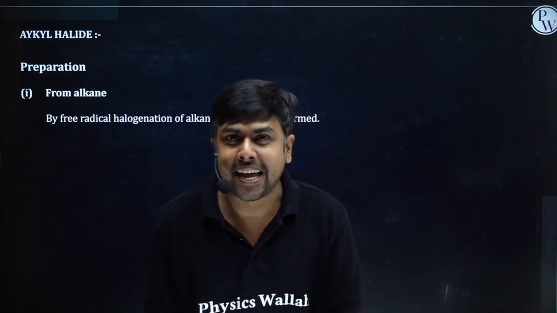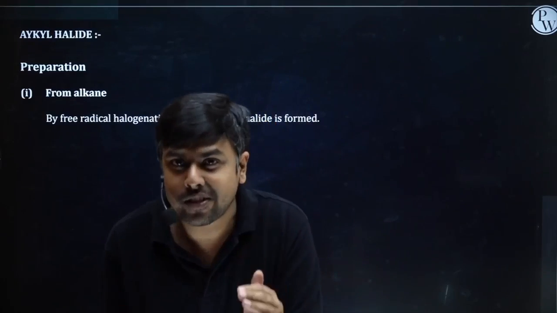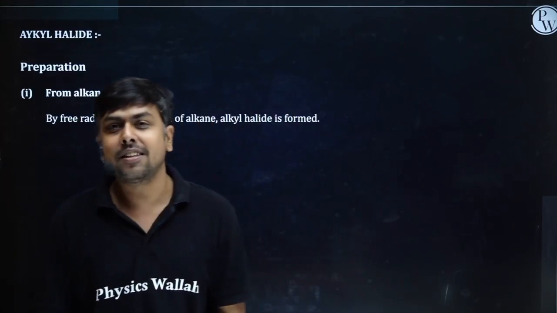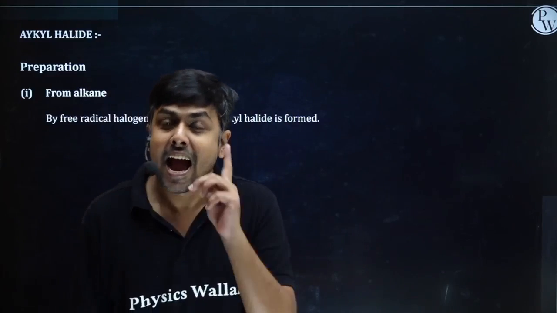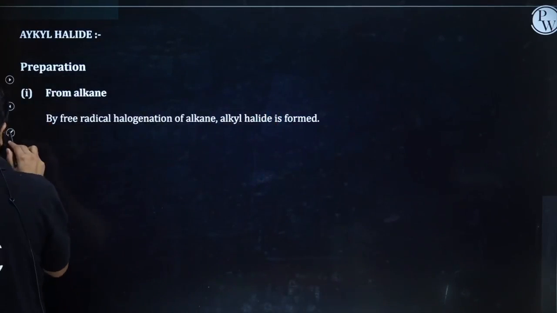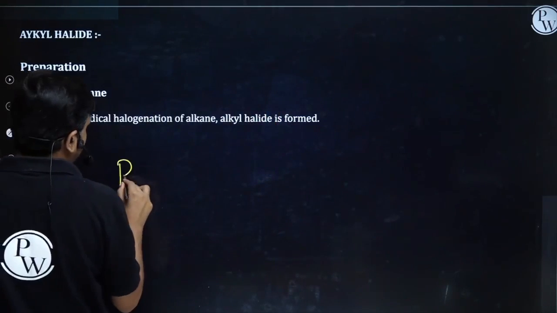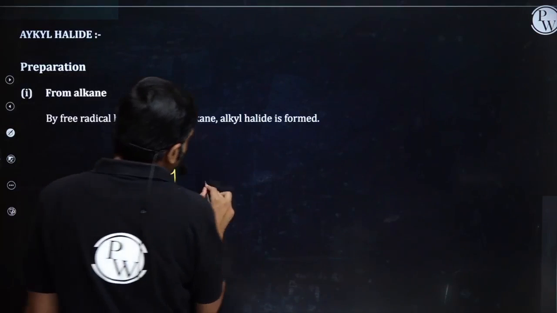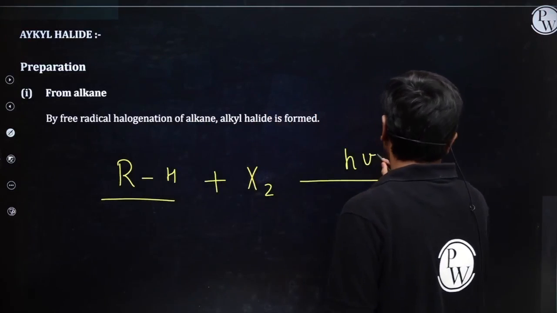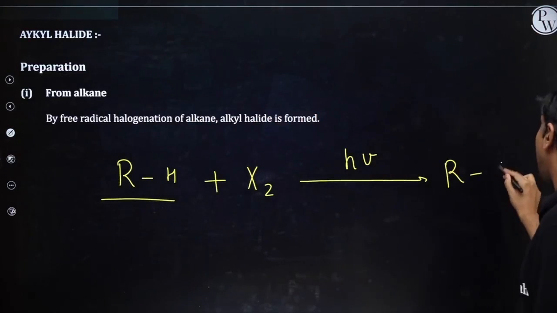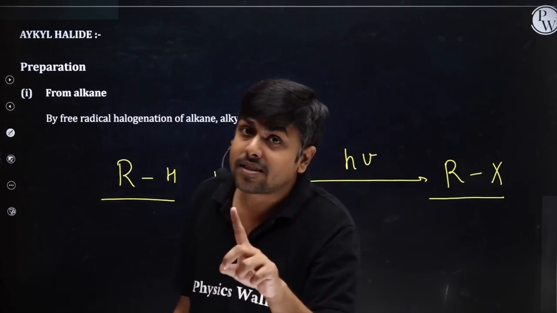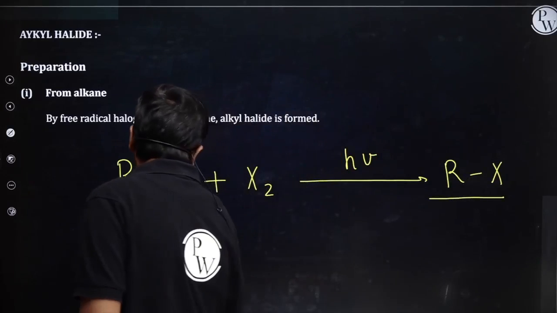Whenever alkane is treated with halogen in the presence of photon, we have a free radical substitution reaction occurring, and the product formed is alkyl halide. So I'm having my alkane RH. It's treated with halogen in the presence of photon, h nu. The product which we get is RX, alkyl halide. The reaction occurs via free radical pathway.